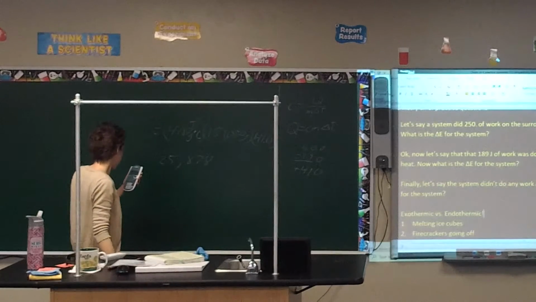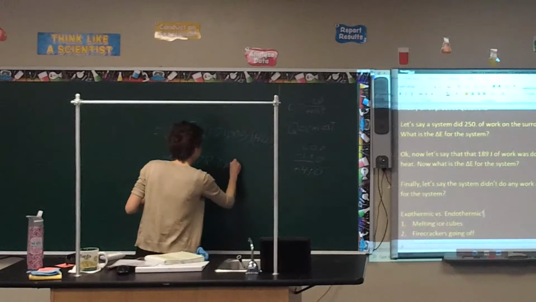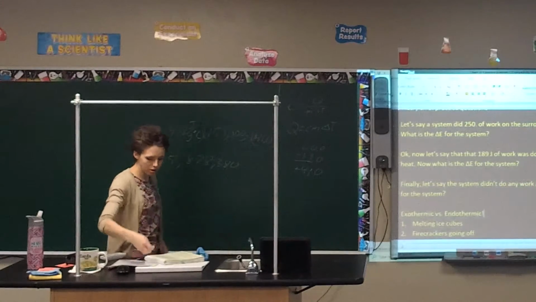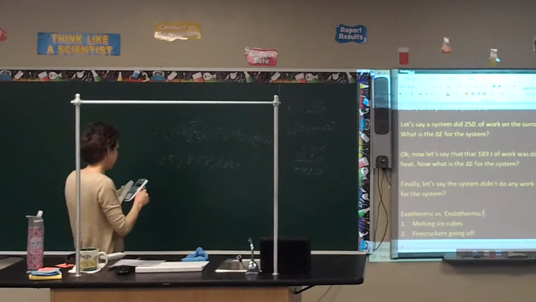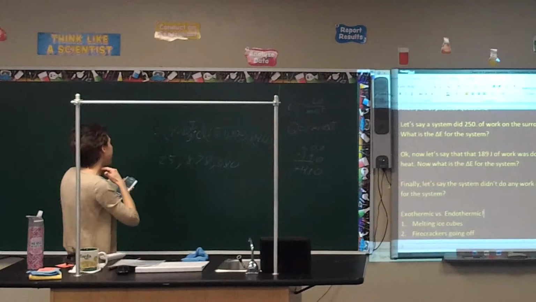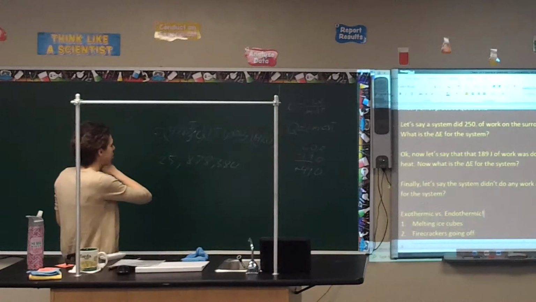So, 25,878,380. This is why you write neat, so that way you can make sure you can read your answers. Alright, so that's the answer that you get unrounded. Now, you might be thinking, okay, unrounded or proper sig figs, where should I round to?